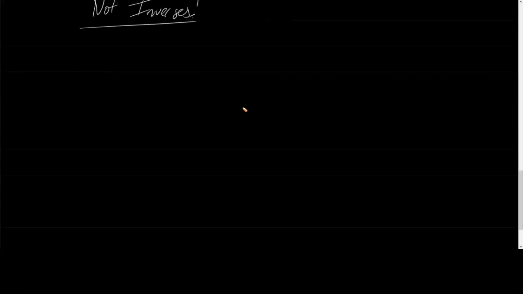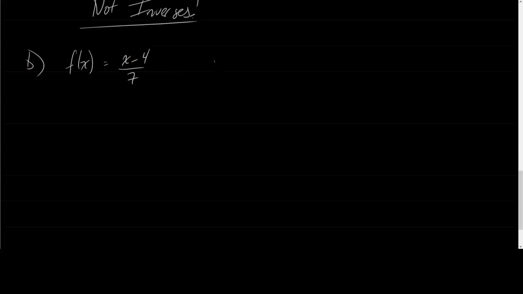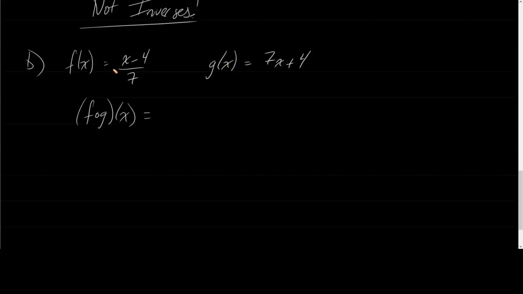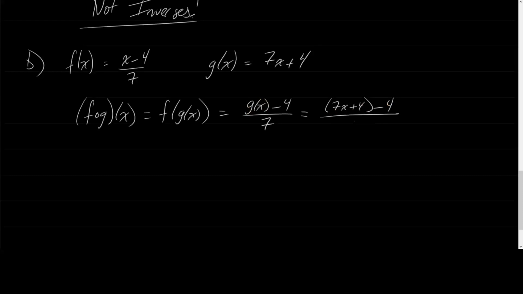Let's do another example, B. Let's say that I have f of x being x minus 4 over 7 and g of x being 7x plus 4. Again, we need to check what we get when we compose them with each other. First I'm going to start with f composed with g of x. We get f of g of x, which means plugging g of x into f. So I have g of x minus 4 over 7, and g of x was 7x plus 4. So I have 7x plus 4 minus 4 over 7.